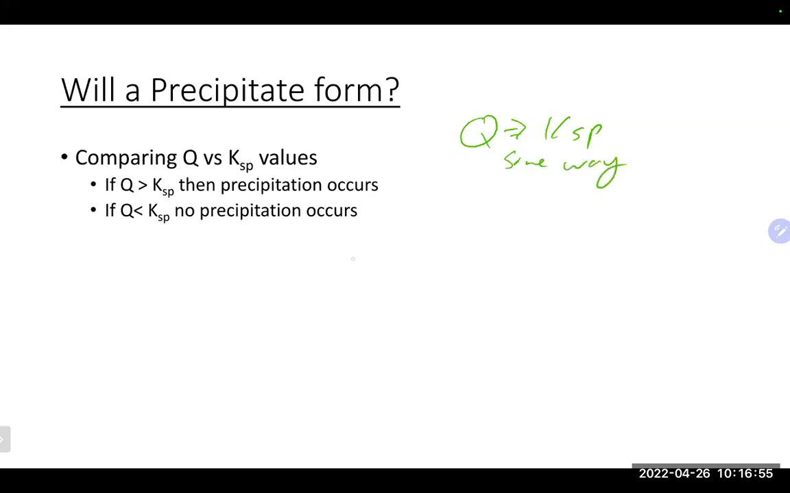And again, if you have a Q that is greater than the KSP, it will go towards the left-hand side, and you would expect a solid to form. And if you have Q that is less than the KSP, it would go towards the right-hand side, and you would expect no precipitation to occur at that particular point. Again, this would be more your unsaturated solution and your supersaturated solution that we talked about earlier.